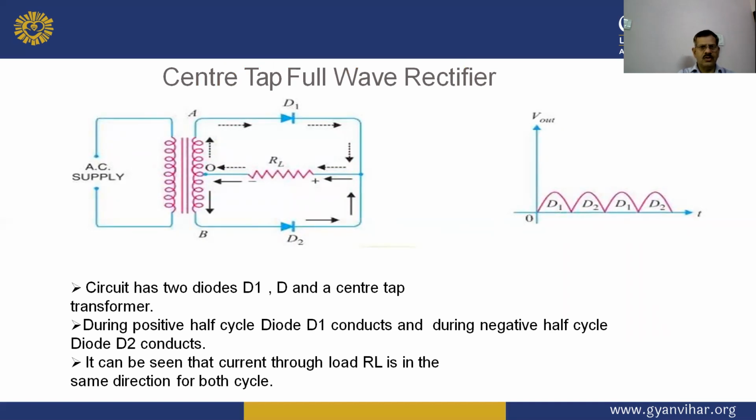In this circuit there are two diodes, D1 and D2, and a center tap transformer. During the positive half cycle diode D1 conducts, because D1 is forward biased and diode D2 is reverse biased. During the negative half cycle diode D2 conducts, because D2 is forward biased and diode D1 is reverse biased, so D1 does not conduct. It can be seen that the current through load RL is in the same direction for both cycles.